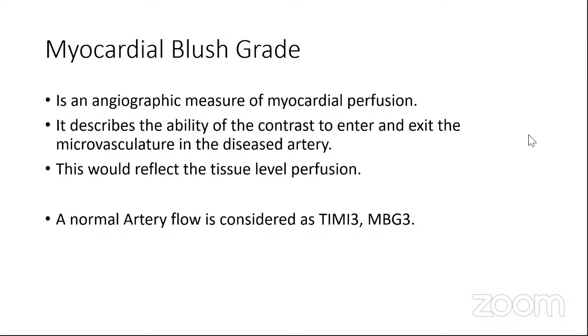Myocardial blush grade. It's an angiographic measure of myocardial perfusion. Unlike TIMI flow, which judges the flow across the lesion in the major vessels, this describes the ability of the contrast to enter and exit the microvasculature in the diseased artery. And this would theoretically reflect the tissue level perfusion. A normal artery flow is considered as TIMI 3 flow with myocardial blush grade 3.